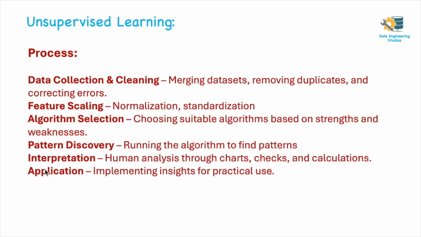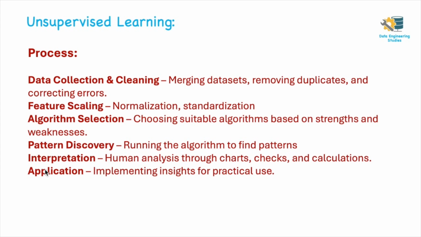Now let's see the different processes that need to be followed before implementing unsupervised learning. We see that in unsupervised learning, the model uses unlabeled data. So it is very important to clean the data before using unsupervised learning. If the data is not clean, it may lead to incorrect results. So the first step is data collection and cleaning. As part of data collection and cleaning, we will merge the datasets, remove duplicates and correct errors. The next step is feature scaling. That is, we normalize the data and standardize the data.